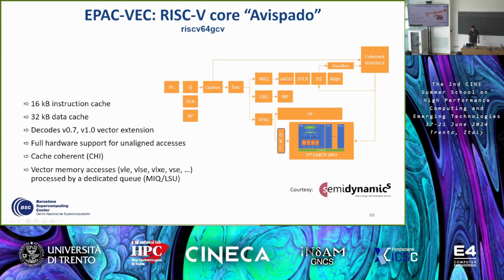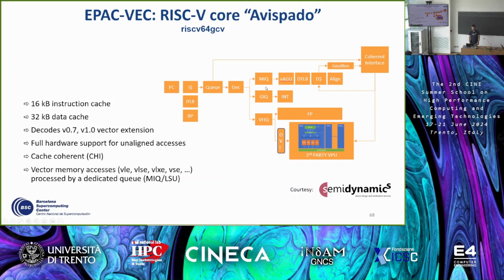It is developed by Semidynamics, a company based in Barcelona. It is also a partner in the project. And it has this tech spec, okay? So basically you don't need to understand all the blocks here. One important point is this box here, the Gazillion. Here you have queues: memory queues, integer queues, and vector floating point queues, okay?